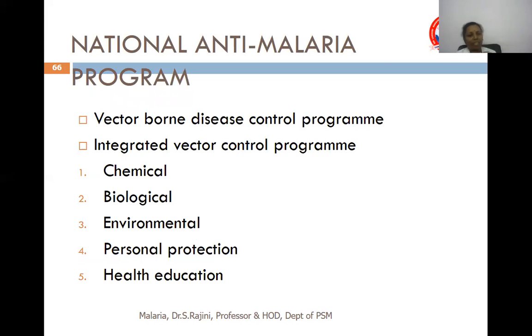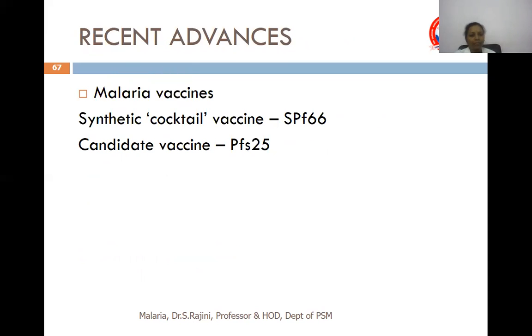We have a national program related to this, the national malaria eradication program, which is the vector-borne disease control program. Under this, all the vectors are controlled under a single heading called the integrated vector control program. Everything comes together: chemical, biological, environmental, personal protection, and health education. All these measures together we call the integrated vector control program, which is a very important short note you can be asked in your exam. What are the recent advances? We have the malaria vaccines: the synthetic cocktail vaccine SPf66 and the candidate vaccine RTS,S. These are the recent advances in malaria vaccines.